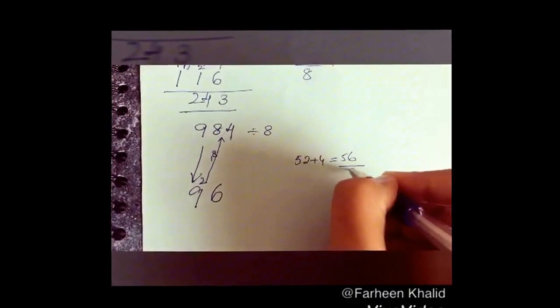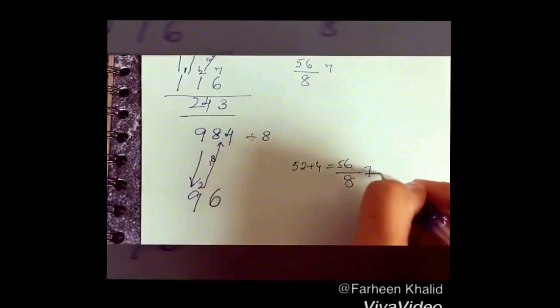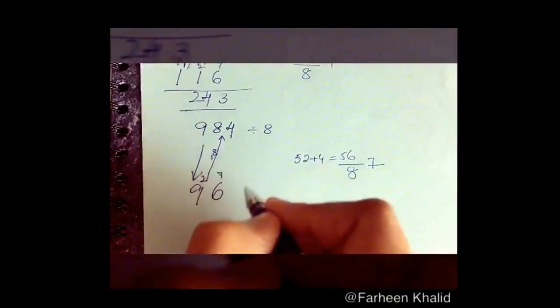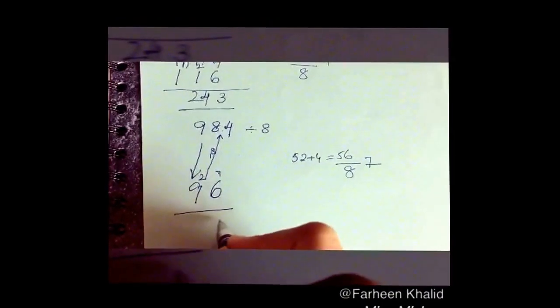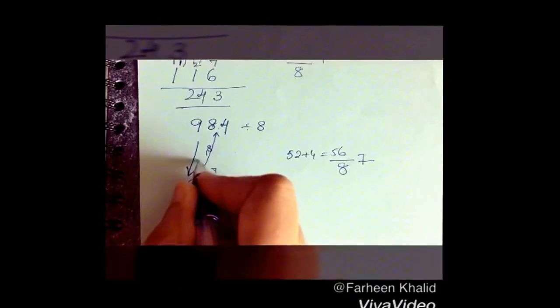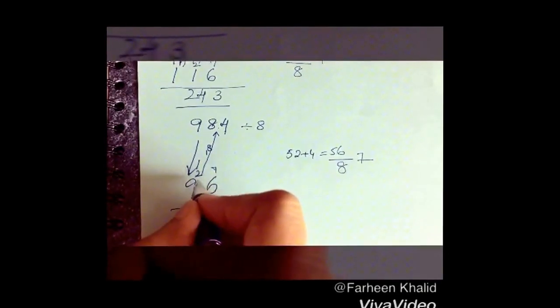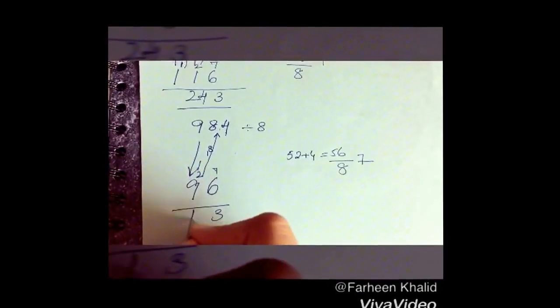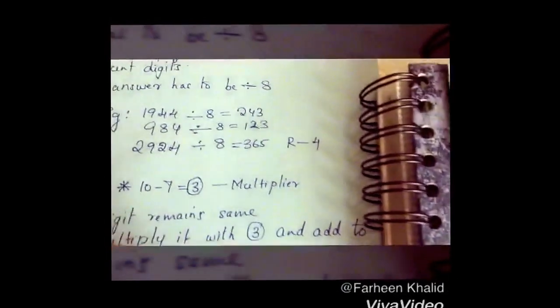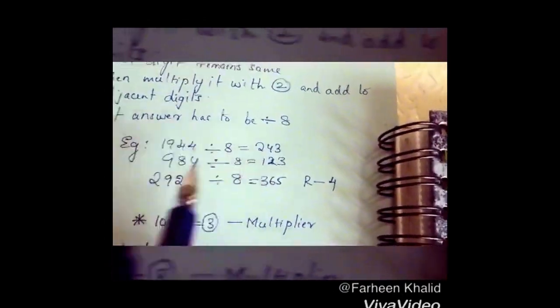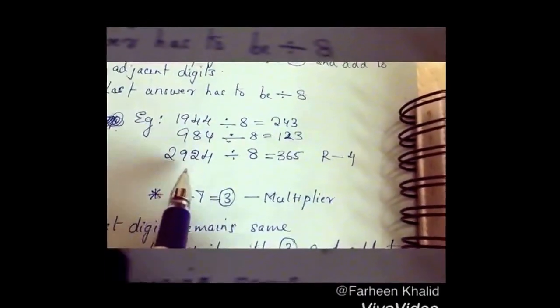We divide this 56 by 8 again, which gives us a 7. We carry over the 7 here, and now we add. So when we add here, we get 13 and 9, 10, 11, 12. So 123 should be our answer. There it is. Okay, now let's do the last one.